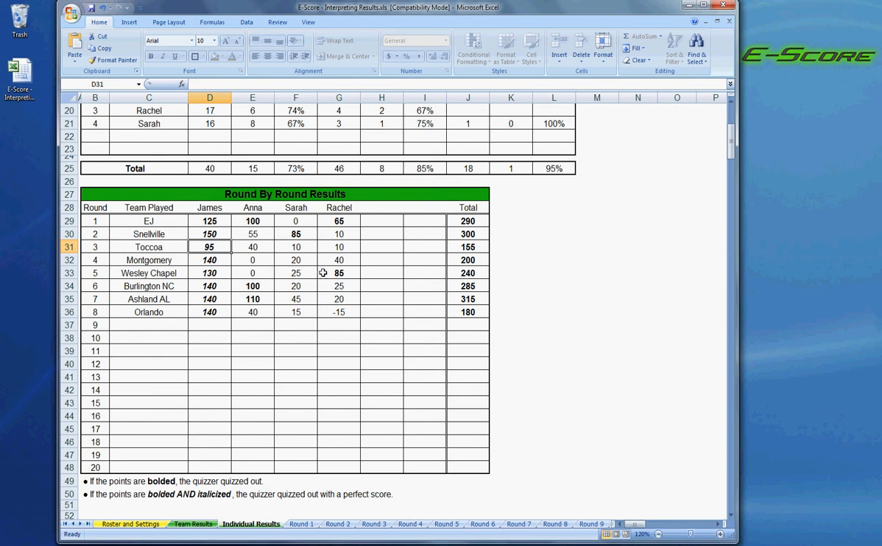Now for these quizzers right here, you can kind of see getting hot at different times. You can see that there was only one match where 3 of us quizzed out. You can see the rest were only 2 at a time.